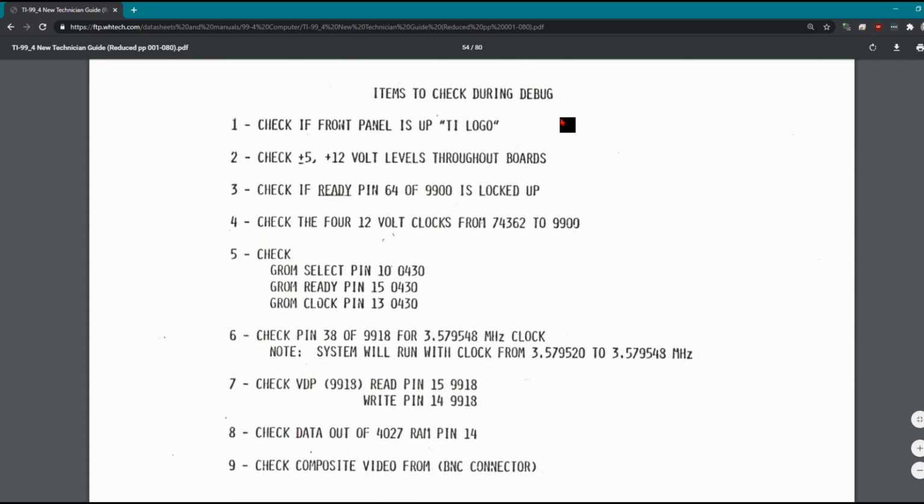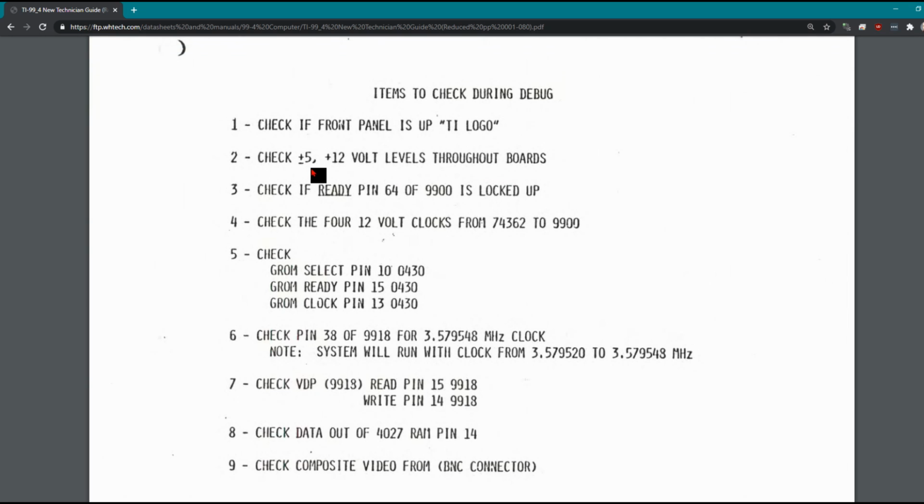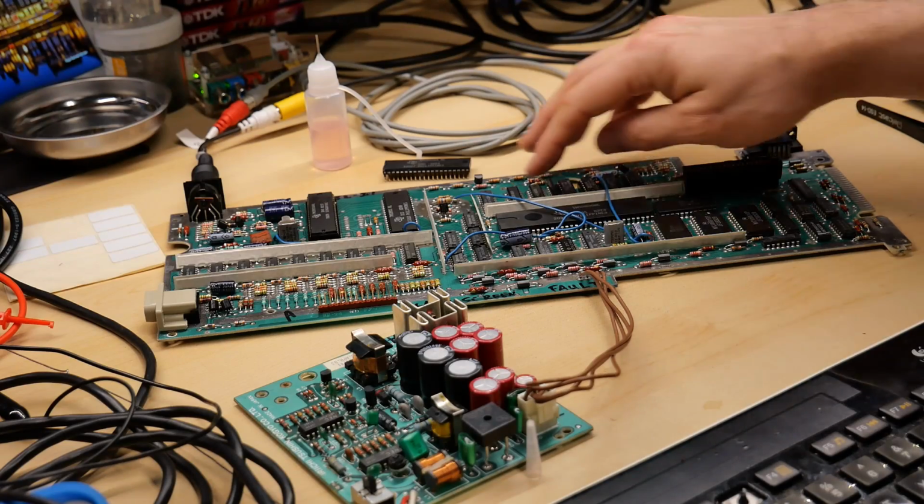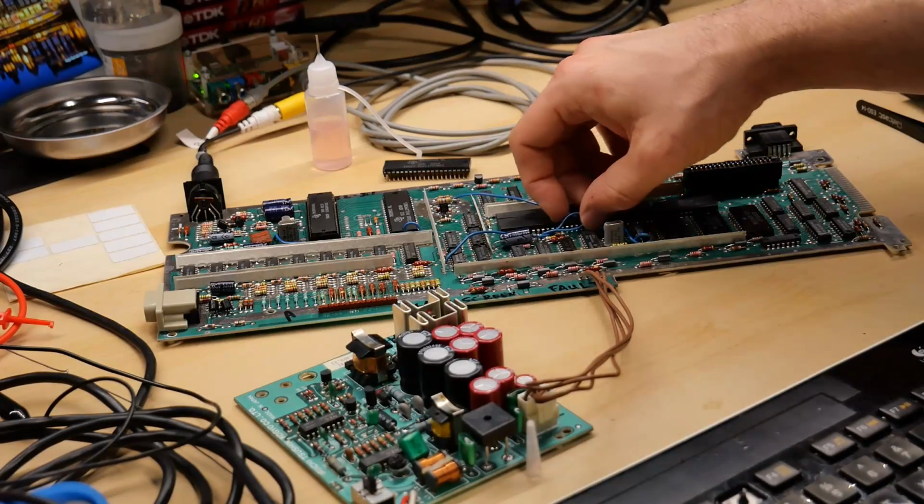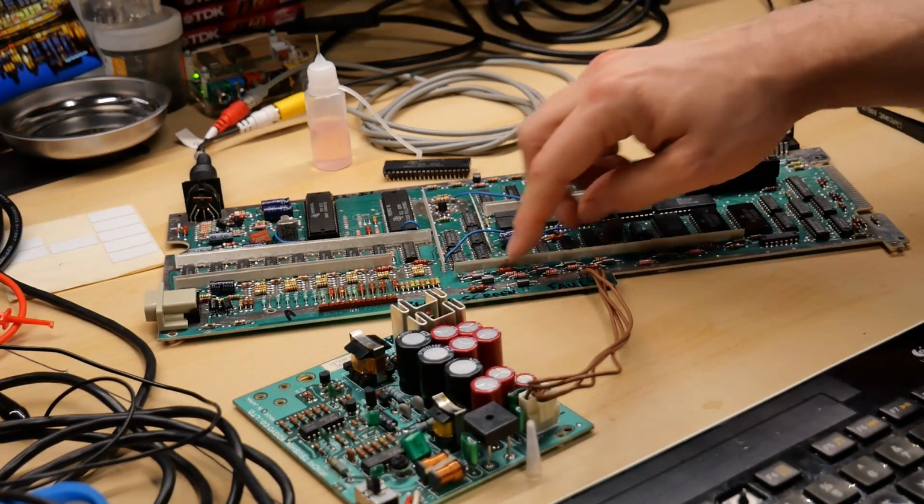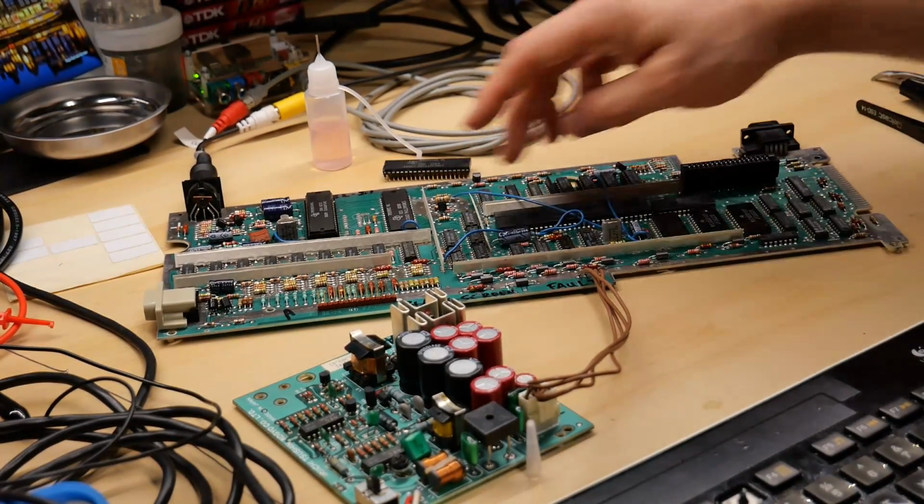Okay, well look, I just scrolled down a little further and here's a nice troubleshooting checklist. Step 1, check if the front panel is up, TI logo. So nope, that's not happening. Check the plus or minus 5 and plus 12 volts throughout the board. Okay, well I checked it on the one connector, but I need to go through and just check it to make sure that it's visible on the CPU and the other various things. Because if we look at the board here, these blue wires that sort of run around the board, I think this is carrying some of the voltages around, not to mention these white bars here are doing the same thing.